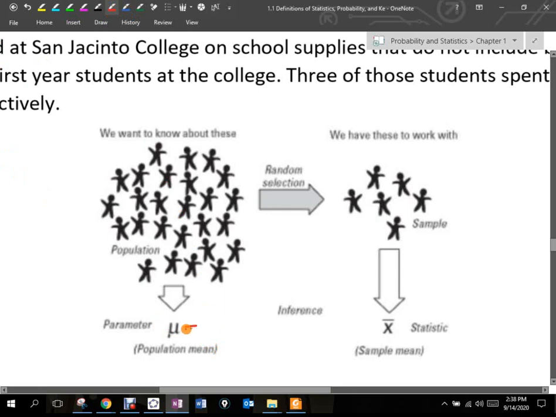Anybody in physics ever see that? That's the Greek letter mu. Yeah. Okay.